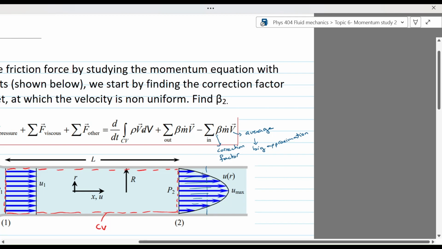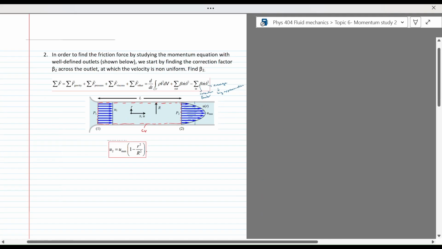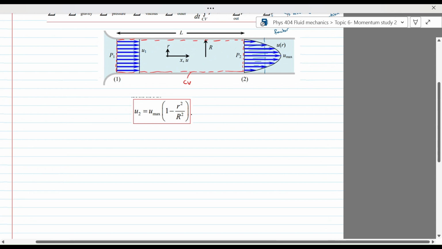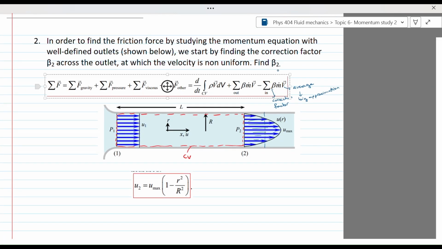So basically to use this form of the equation, we will have to find the average velocity, first of all, from the profile that is given to us. So I remind you, our profile is given by this expression in this problem. And two, we will have to find the correction factor.